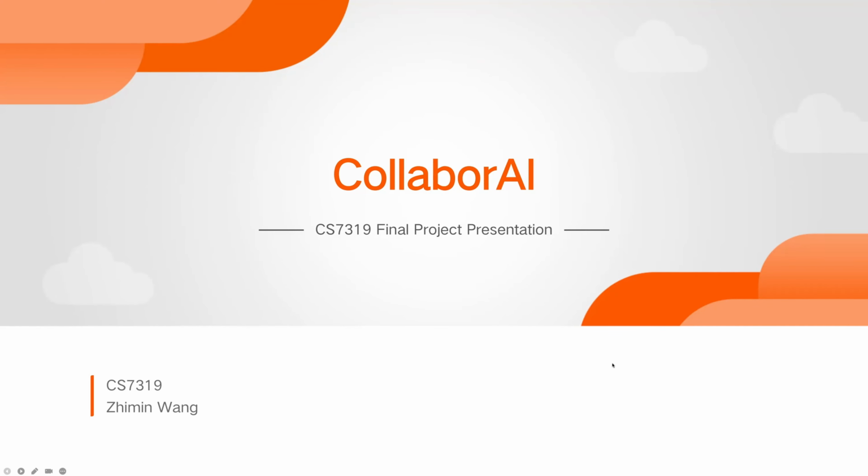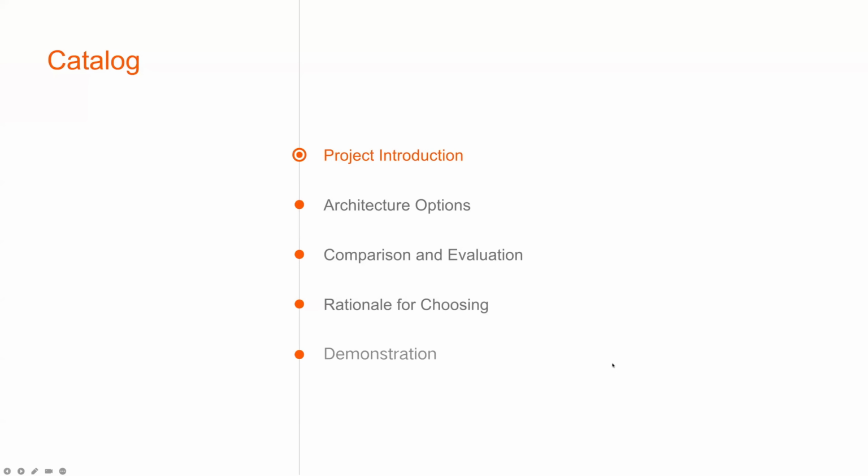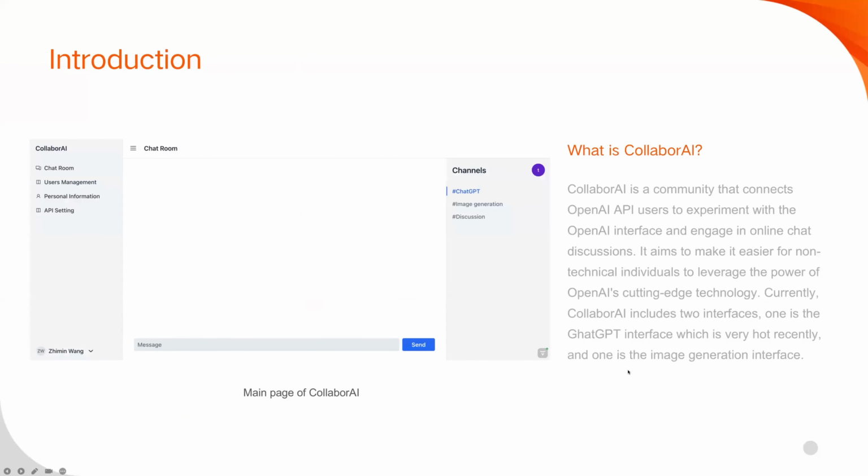My project name is CollaborAI. CollaborAI is a unique platform that aims to bridge the gap between technological and non-technological individuals, making it easier for anyone to leverage the power of OpenAI's cutting-edge technology. With CollaborAI, users can learn from each other, share ideas, and collaborate on exciting new projects. In this presentation, we will take a closer look at CollaborAI's background, features, and architectures, and explore how it can help you achieve your goals. So let's dive in.